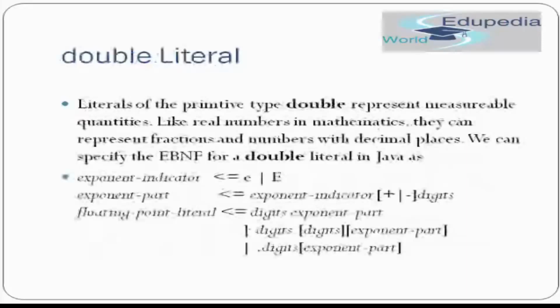Okay, so the next category is double literal. The literals of the primitive type double represent measurable quantities like real numbers in mathematics. They can represent fractions and numbers with decimal places. We can specify the EBNF for a double literal in Java like this. So this is the EBNF representation where you can see you can use exponential notation using small e. Then there's an exponent part, exponent indicator, plus or minus, and then a floating point literal. So this is the EBNF form.